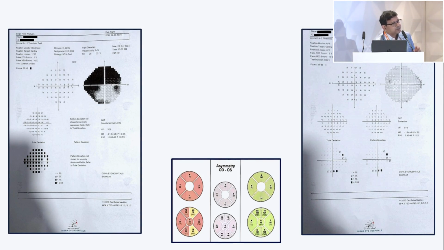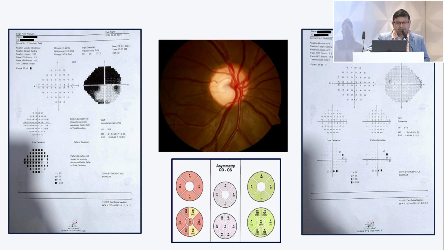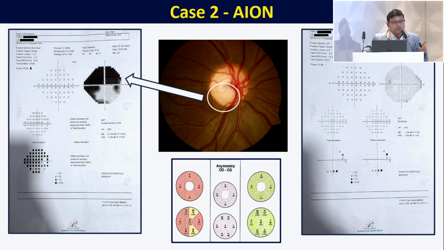Left eye again is absolutely normal, which is again coinciding with the RNFL. Now, if you have such a lot of pallor, which is probably a segmental pallor, which is corresponding to a field defect, probably it's a case of AION.